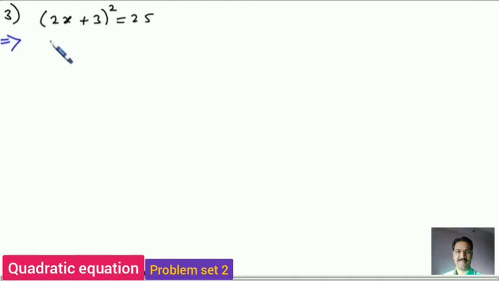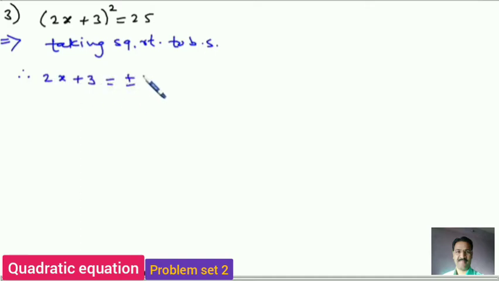Taking square root to both sides, what can you get here now? See how simple it is. 2x plus 3 is equal to plus or minus 5. Finish. Here one different procedure is we can simplify by using a plus b bracket square. But here on both sides just one term is there. That is why we can take square root to both sides. It is one of the very easiest examples.